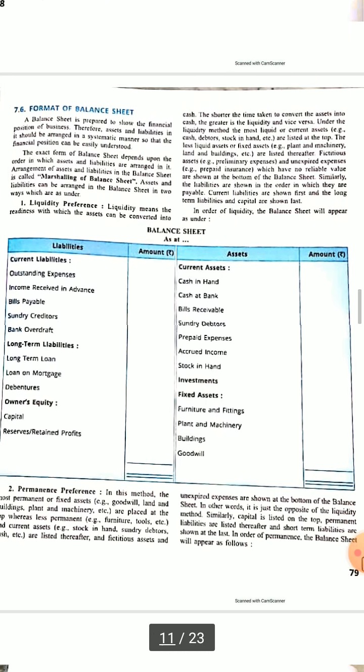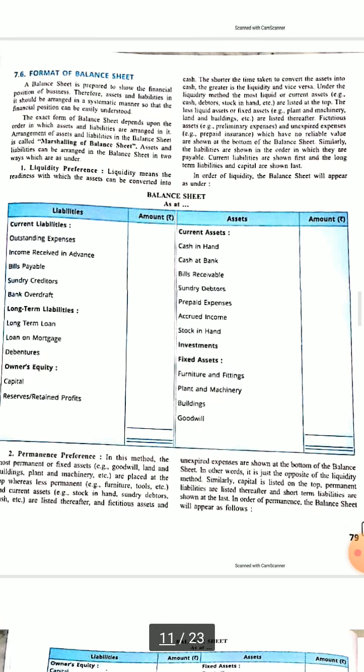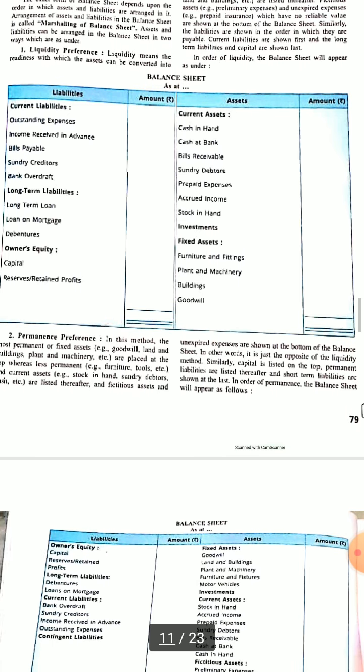I am sending this study material also. Now you can see the format of balance sheet. At first capital is generally mentioned and net profit is added with that, and then drawings is subtracted, as I have shown. Owner's equity is written at the top, and it is written just opposite to that. So this is called marshalling of balance sheet.